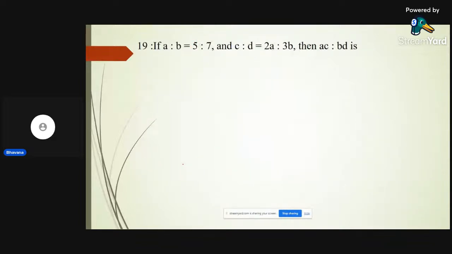Next. If A is to B equals 5 is to 7, and C is to D equals 2A is to 3B, then AC is to BD is what? So comment this. What is the answer for this?